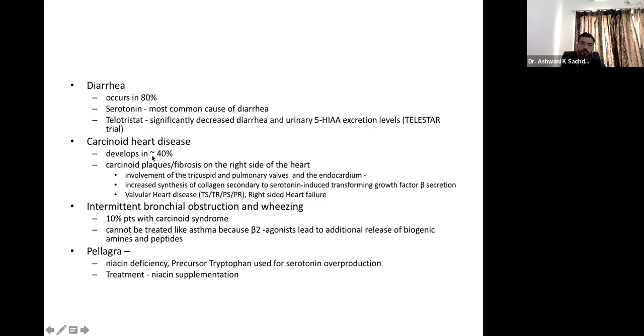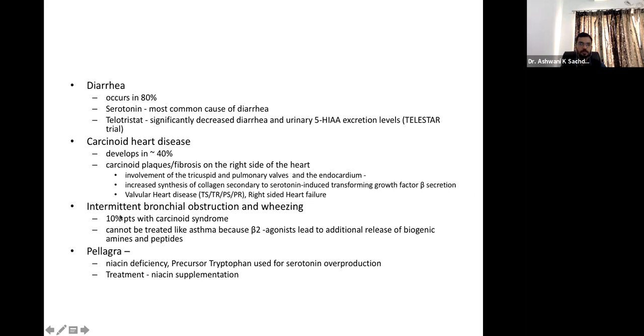Carcinoid heart disease develops in about 40% of patients. It usually involves the right side of the heart because serotonin enters directly from the systemic circulation. It involves the tricuspid and pulmonary valves, also the endocardium, and they develop fibrosis leading to stenosis or regurgitation. It is due to serotonin-induced transforming growth factor beta secretion. This TGF beta causes fibrosis of the valves and the right side of the heart endocardium.